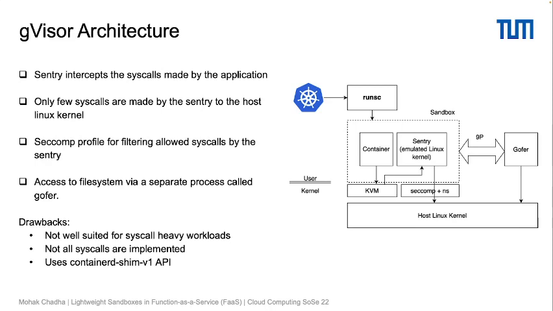Also, they use a separate process called Gopher for anything related to network I/O, file I/O. So all file I/O or system I/O calls are transferred from the sentry to the Gopher, and they use this legacy protocol called 9P for doing that. It is not too fast, I would say, right?